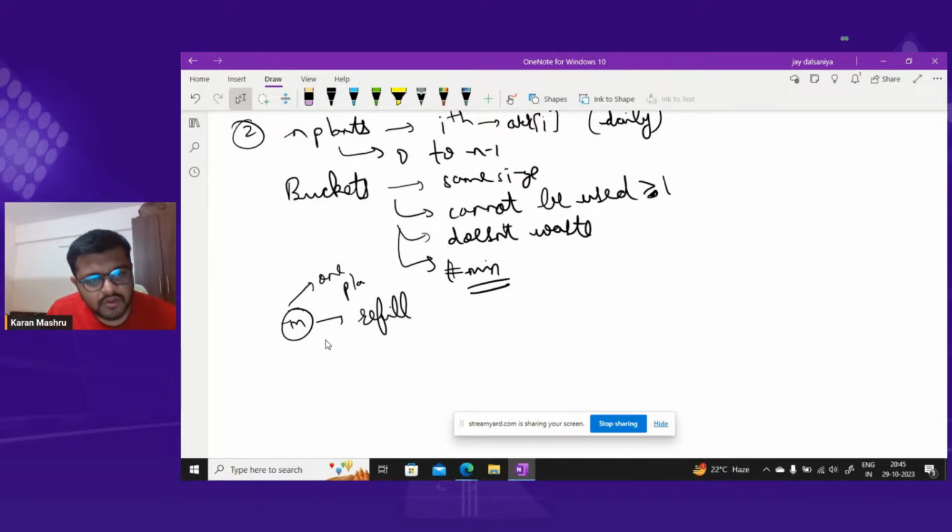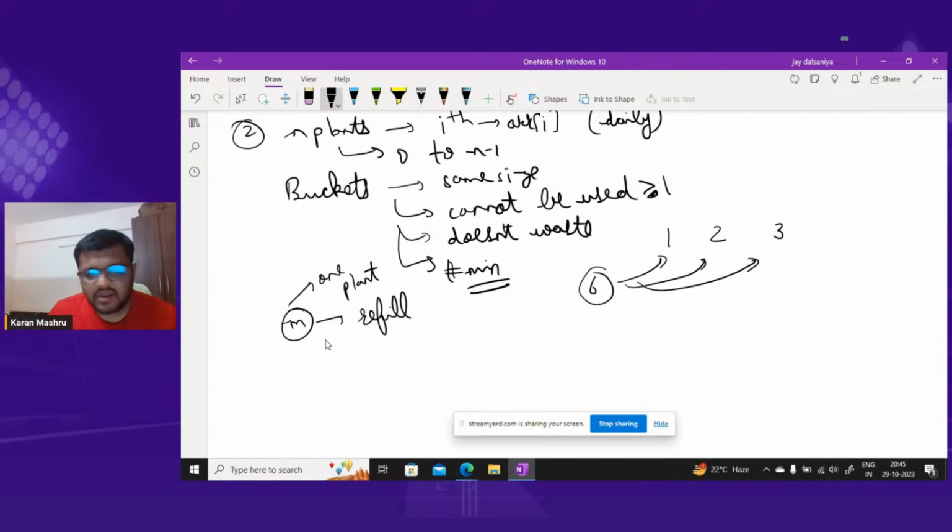So you cannot say, suppose my first plant requires 1 unit of water, second requires 2 units of water, third requires 3 units of water, that you bring a bucket of 6 units of water and apply 1 unit here, 2 units here, and 3 units here. So no water will be wasted and only one bucket will be used to water all of them. But that is not true, because one bucket can be used to water only one plant.